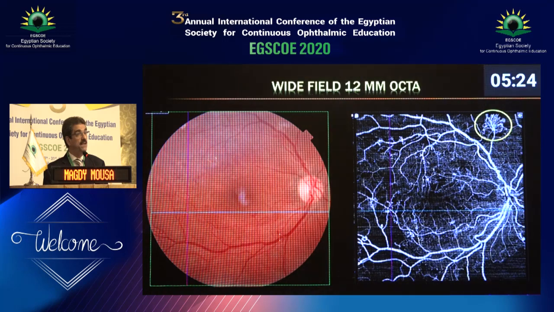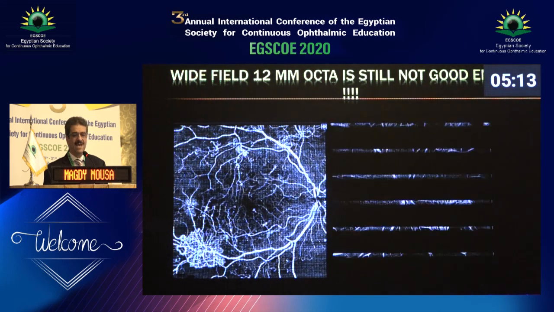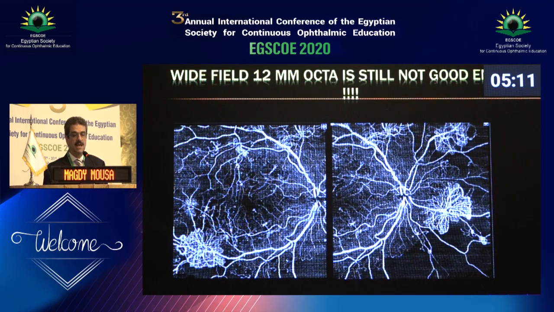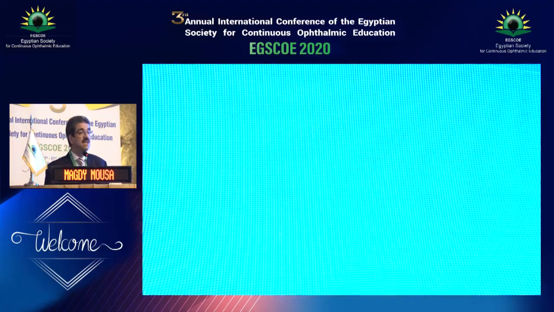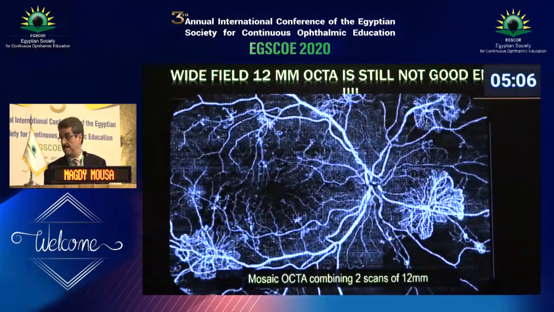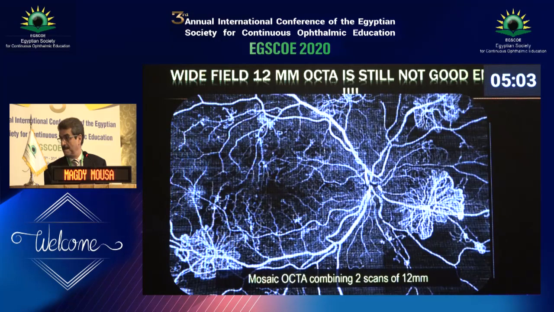How about wide field OCTA? Nowadays, it is available to have a 12 by 12 millimeter OCTA. Looking at the arcades and beyond the arcades, we can see the NVE, but we need to go more peripheral, so we can combine two 12 by 12 millimeters, and we can get up to the periphery. So it gives us a very good idea about the periphery in 1 or 2 scans, which is non-invasive, and sometimes when fluorescein angiography is contraindicated, we can rely on OCTA.